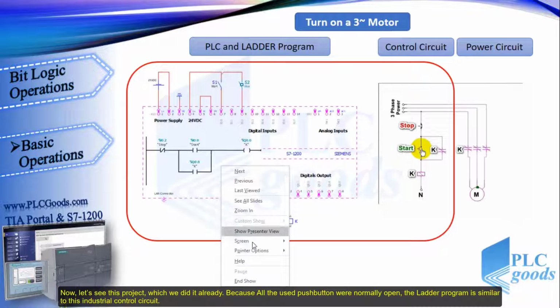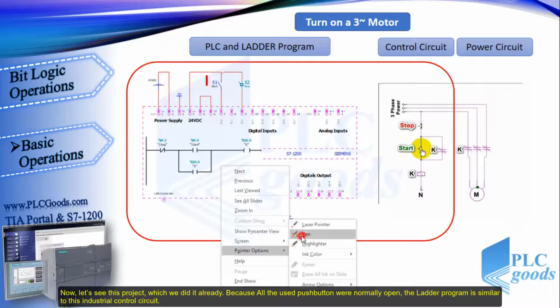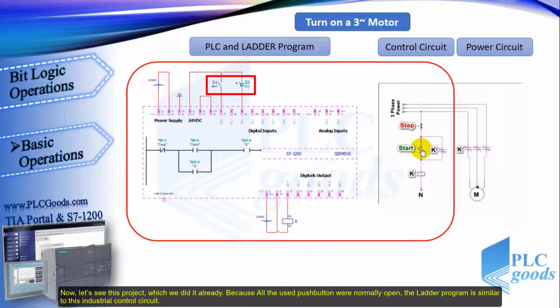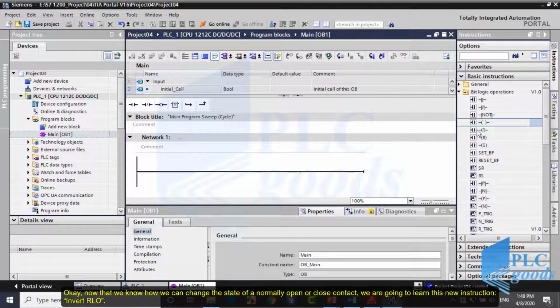Now let's see this project which we did already. Because all the used push buttons were normally open, the ladder program is similar to an industrial control circuit. According to the previous slide, if a normally closed push button is used in a PLC wiring instead of a normally open one, we must change its related contacts to avoid changes in the PLC performance. Okay, now that we know how we can change the state of a normally open or closed contact, we are going to learn this new instruction, Invert RLO.